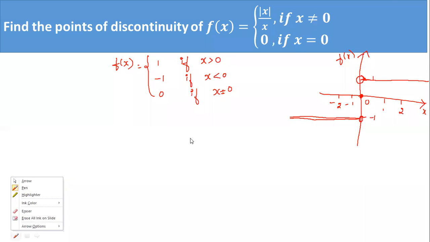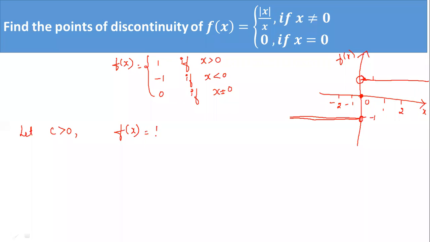See, your work is so easy. So if you are going for your procedure, what you have to do: let c be greater than 0. Okay, c greater than 0. What is f of x? f of x is 1. What kind of function is it? At c greater than 0, what kind of function is this, students?